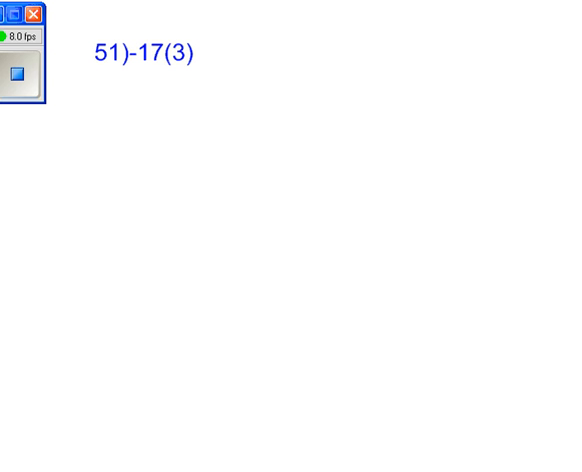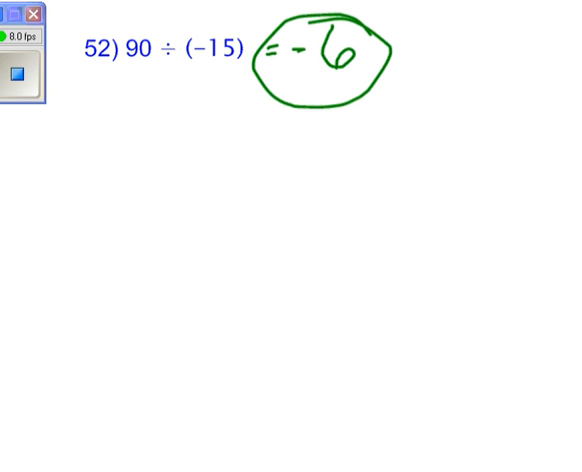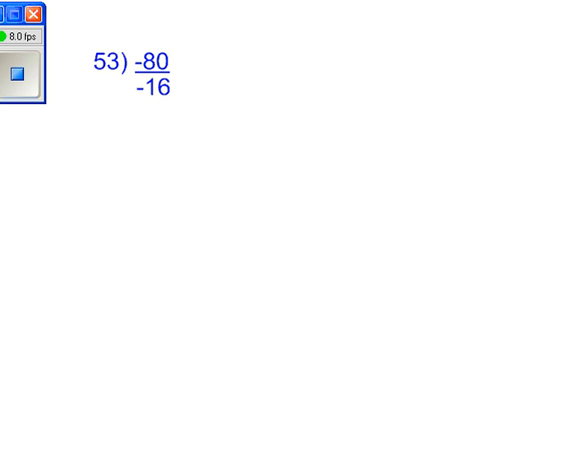51 is a negative 17 times 3. And a negative times a positive, the signs are different. This is going to be a negative 51. 52 says 90 divided by a negative 15. 90 divided by 15 is 6. And one is positive, one is negative. The answer will be negative 6. 53 says a negative 80 divided by a negative 16. Negative divided by a negative is a positive. And 80 divided by 16 is 5. The answer is positive 5.